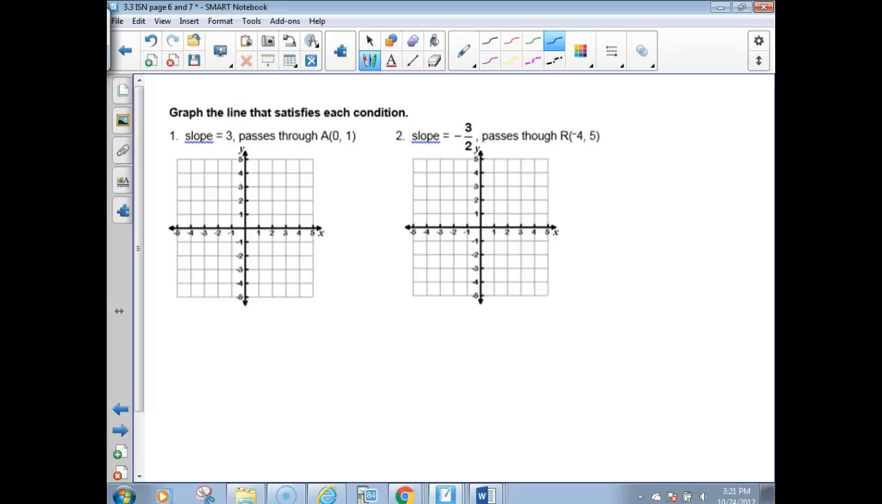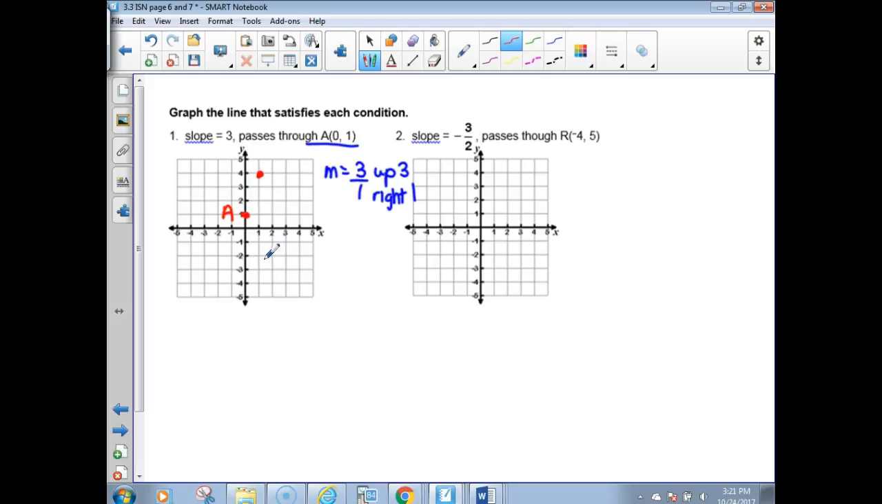Slope of 3. If m is 3, that means 3 over 1, which means to go up 3 and right 1. You start at the point A, which is at (0, 1). Now, (0, 1) is 0 right or left from the origin and up 1, so it's actually a y-intercept. It's on the y-axis. So I start there and I do my slope. I go up 1, 2, 3, right 1.